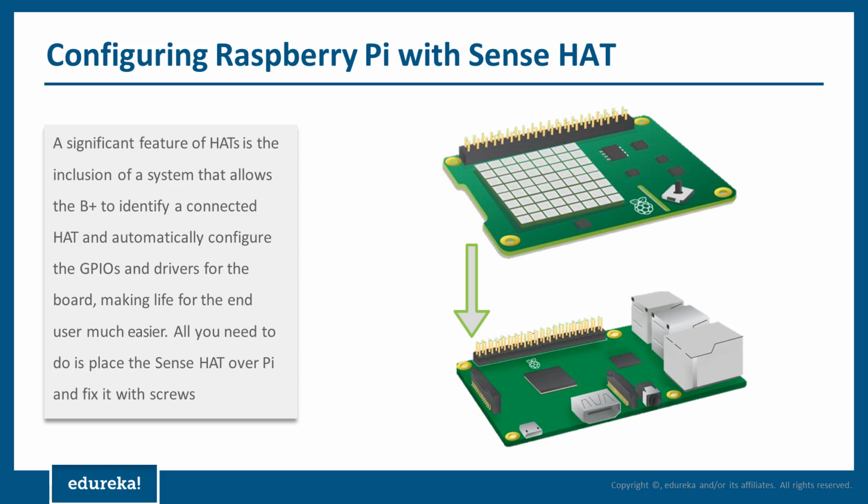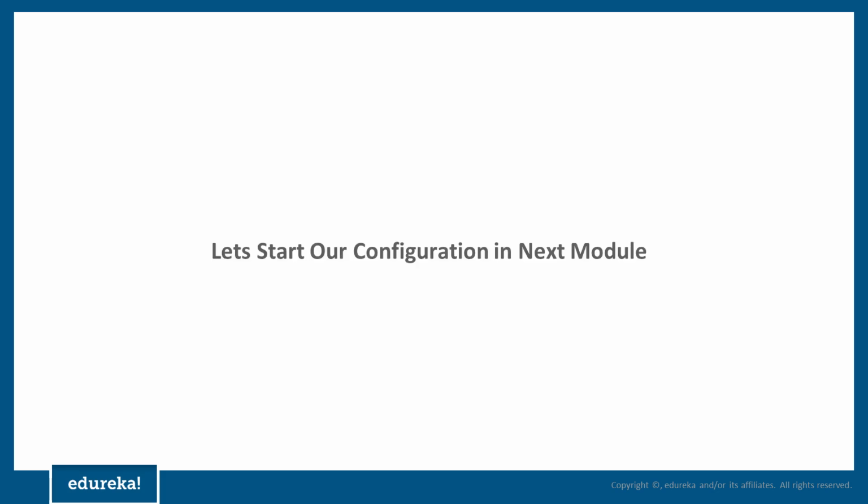But you need to do a lot of work. Small programs, at the lowest level, to get the data from the sensor. Whereas in Raspberry Pi, when you connect this type of hat boards, all that work is out. You can straight away start working. The moment you fix it, that's it. So we'll start the configuration in the next module.